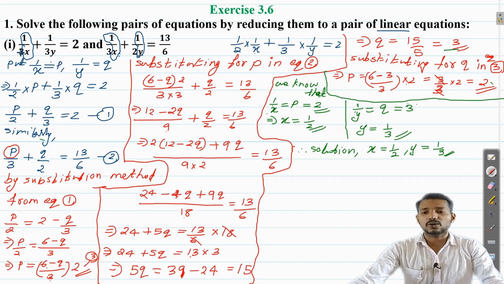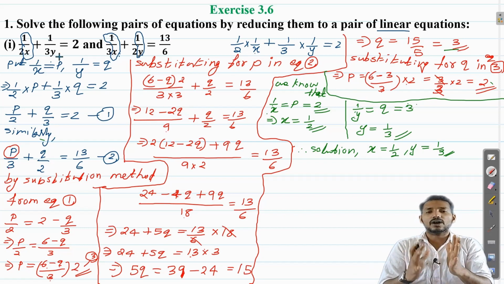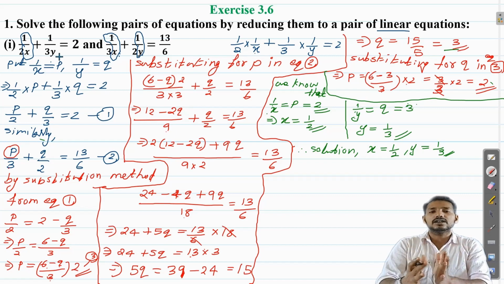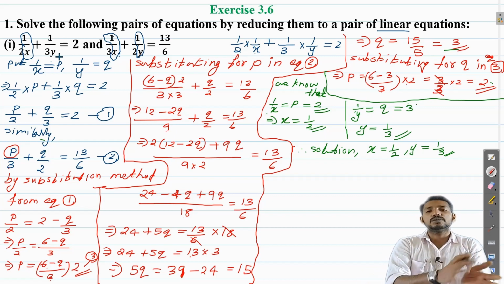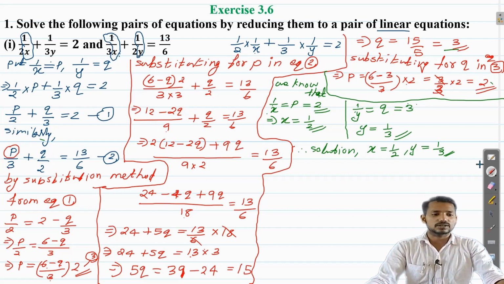because it's not always given in 1 by x form. So how to set up the substitution for the given non-linear term to make it into a linear term, that is what we need to get. So I will discuss some more options from this question.